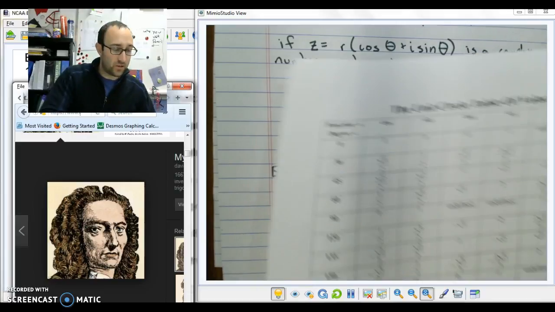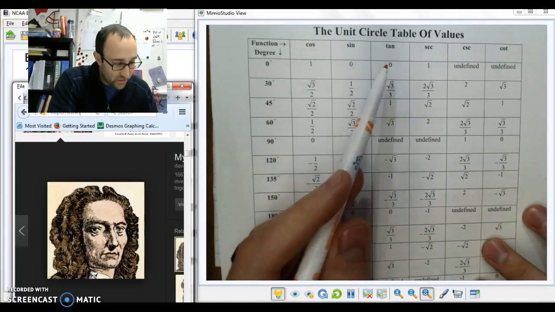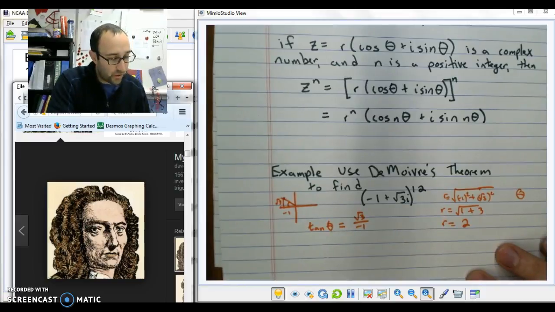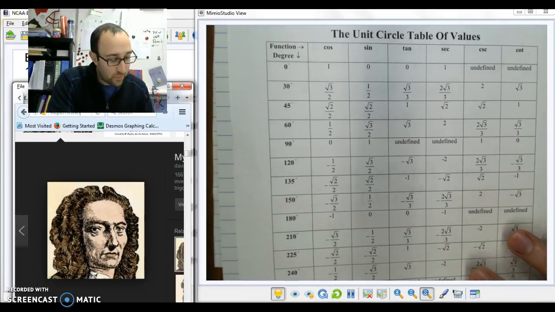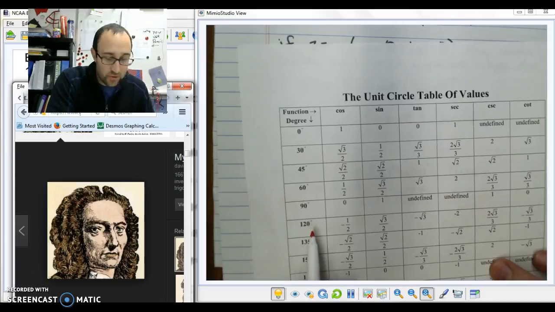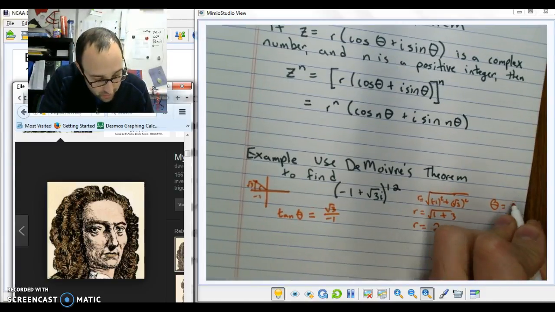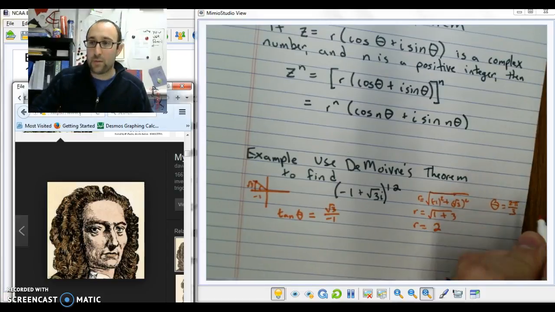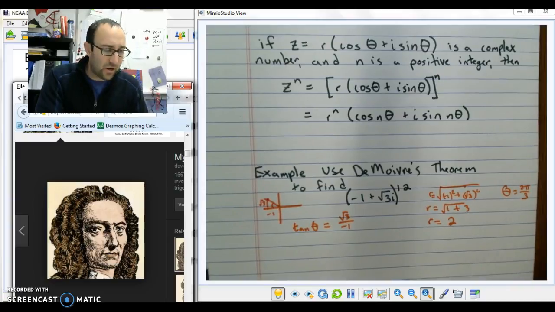Then I ask where tangent is equal to negative square root of 3. Well, it is here, and it's also down at 300 degrees. But because I know I'm in quadrant 2, I know that theta should be 120 degrees, which is the same as 2 pi over 3. We're going to keep it in radians. Could you have it in degrees? Sure, but it's not really a big deal. I like radians, so we're going to keep it that way.